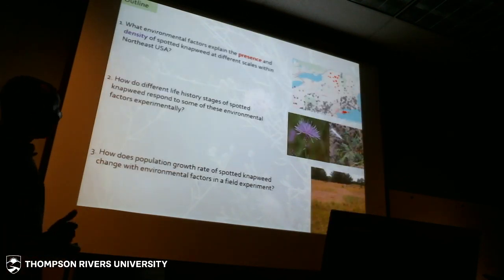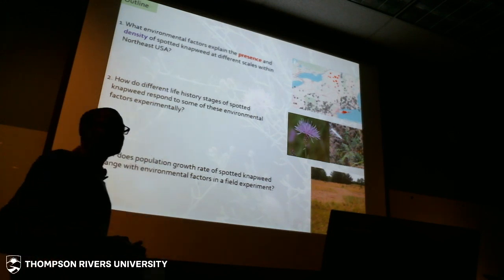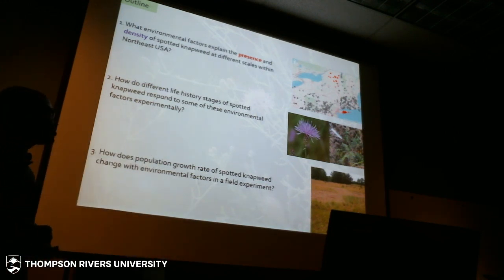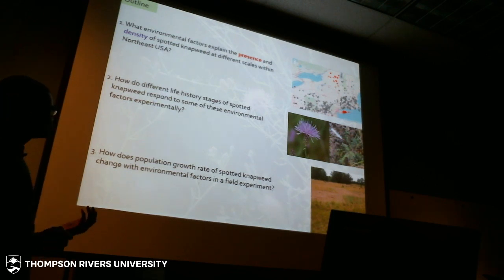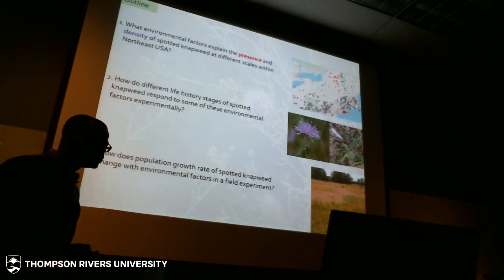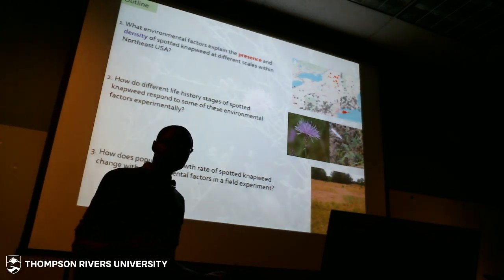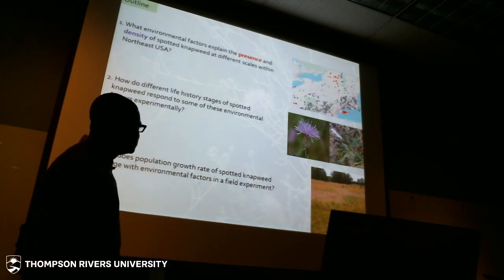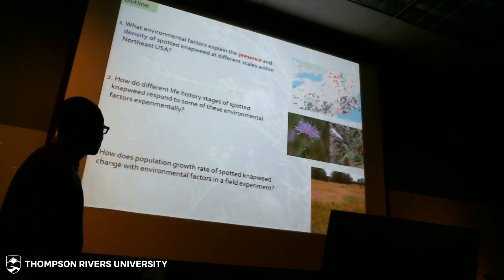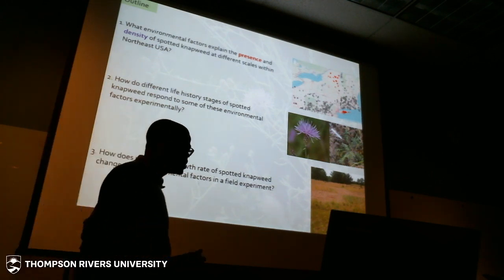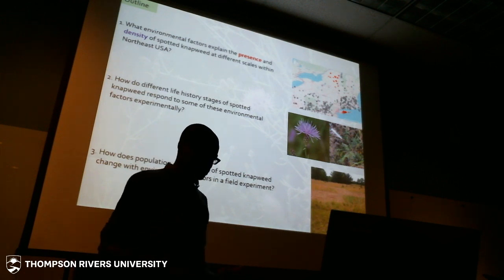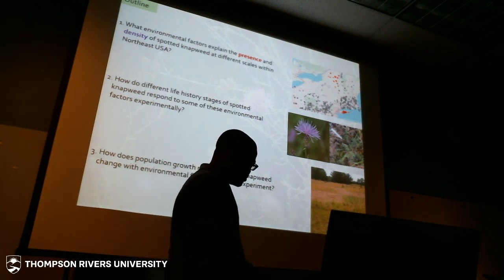And so my study was interested in looking at the environmental factors that explain the presence and the density of spotted knapweed at different scales within northeastern USA. I constructed a model to do that, and based on the results of that model, I conducted an experiment to look at how spotted knapweed responds to some of these environmental factors in the field. And using the results of my experiment, I built a population demographic model to understand how the population growth rate of spotted knapweed changes with environmental conditions, again, based on my field experiments.